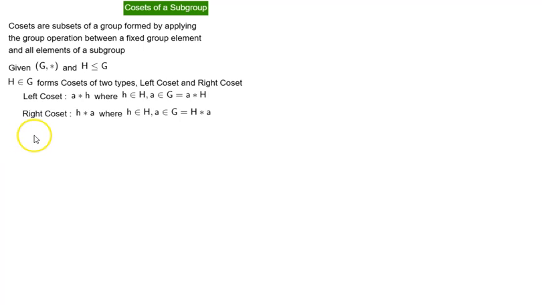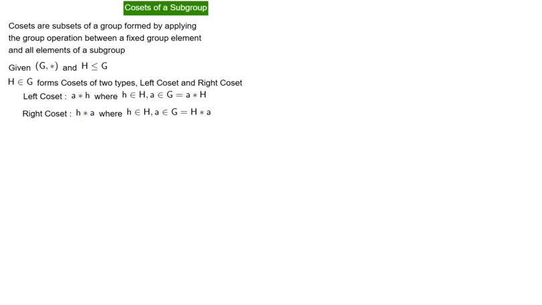Similarly, we have a right coset, which is h times a, where h is in H and a is in G. And we generally write it as subgroup H times a. So here, how does the left coset name come? Because the group element is on the left. And here it is right coset because the group element comes on the right. Which means when you finally write the cosets, you should make sure that the group element is on the appropriate side of the subgroup element.